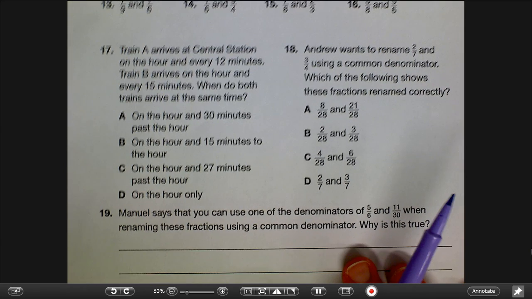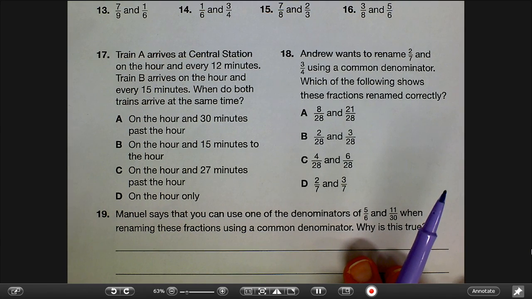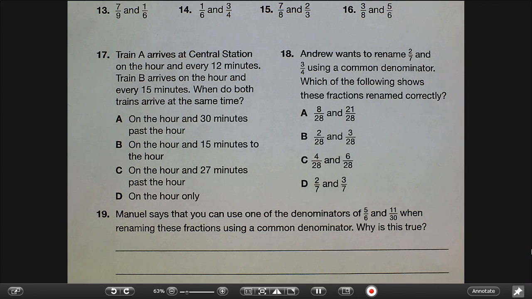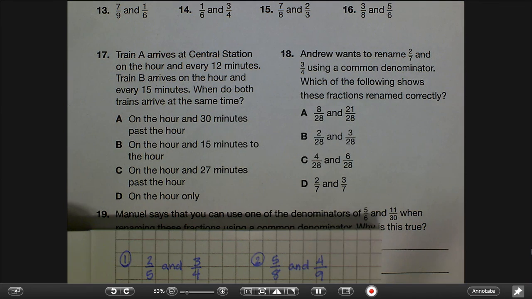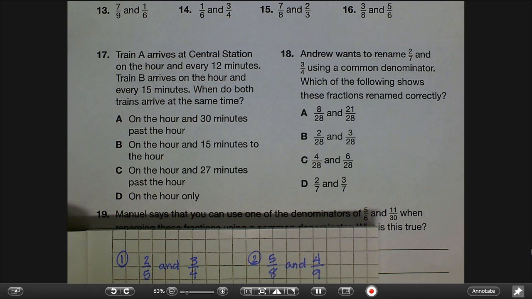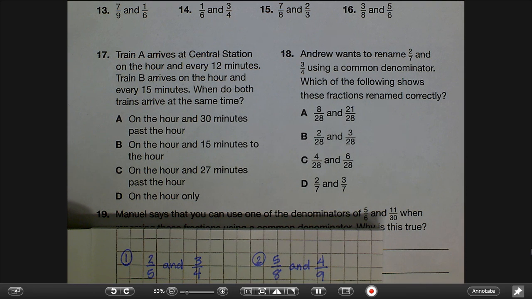Okay, let's do number 17. Okay, let's read it together. Train A arrives at Central Station on the hour and every 12 minutes. Train B arrives on the hour and every 15 minutes. When do both trains arrive at the same time?